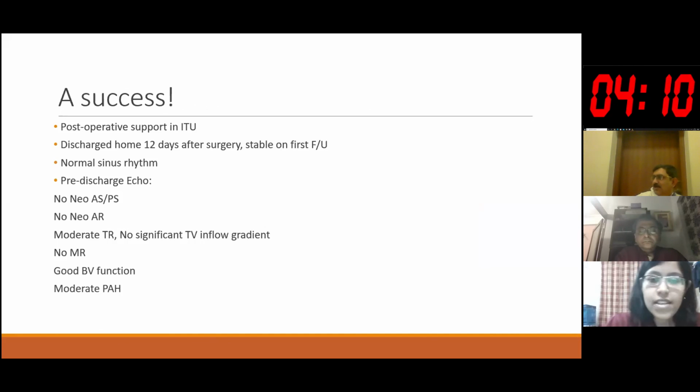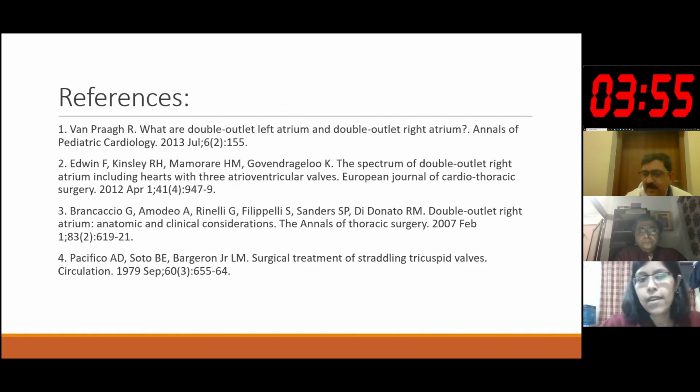So at the end of this, we realized that the take-home message is that a detailed echo delineation of cardiac anatomy in congenital heart disease can actually direct surgical planning in such a way that we can make even seemingly inoperable lesions correctable. These are my references.